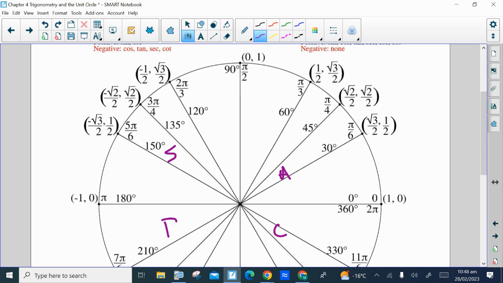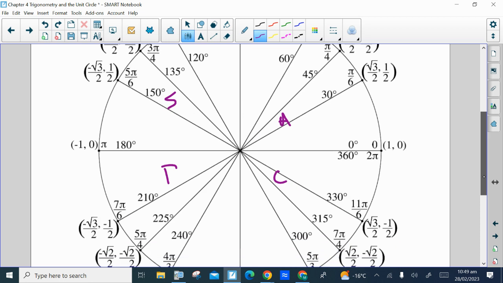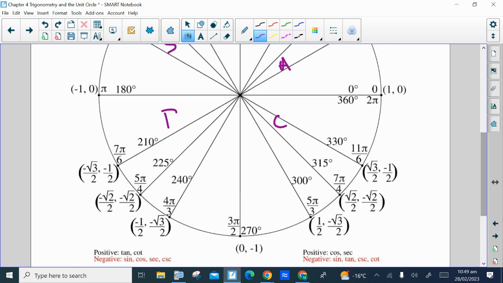Also, tangent will be negative because it's a positive value divided by a negative. Sine divided by cos. That's why tangent is also negative in that quadrant. Right? This third quadrant is our T quadrant. Tangent is positive because both the sine and cos are negative. When you divide a negative by a negative, you get a positive.